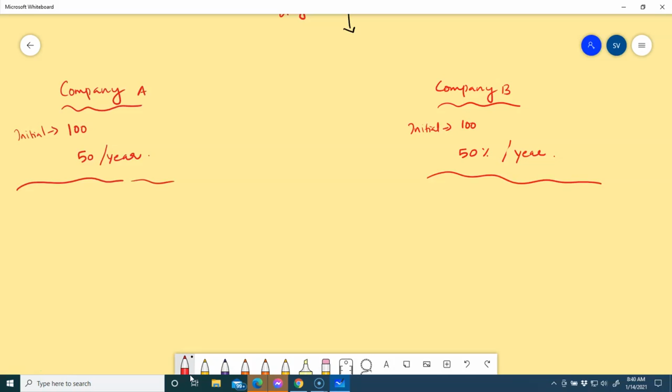Okay, I will explain this situation. Company A is saying that they initially have 100 stores and they are expanding by 50 per year. So the strategist can model the situation: A of x, where x represents the number of stores after x years. So company A's strategy we can model with a linear function.